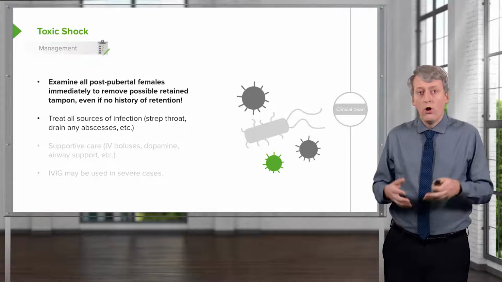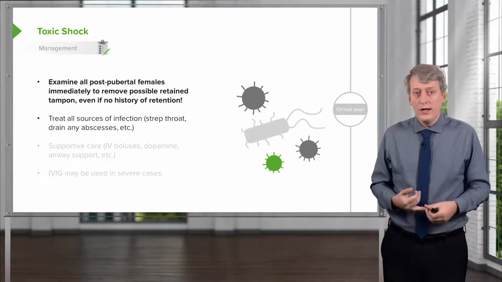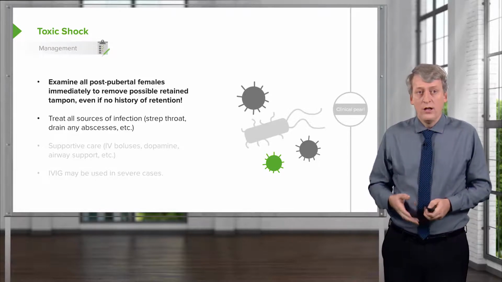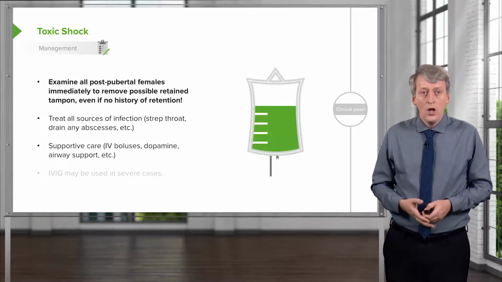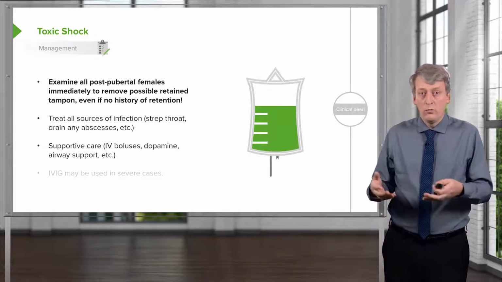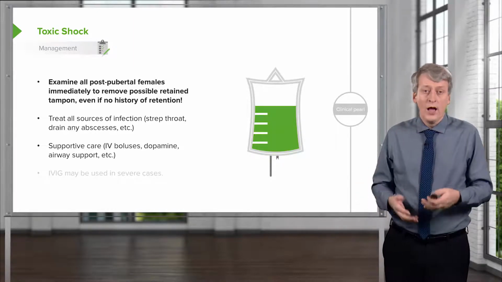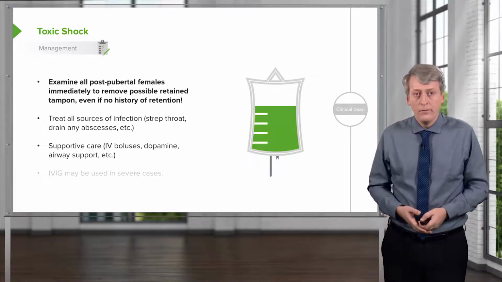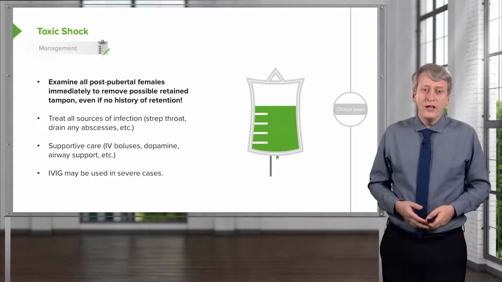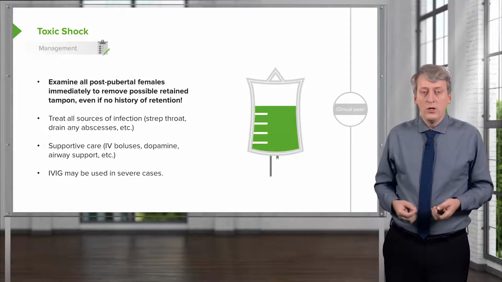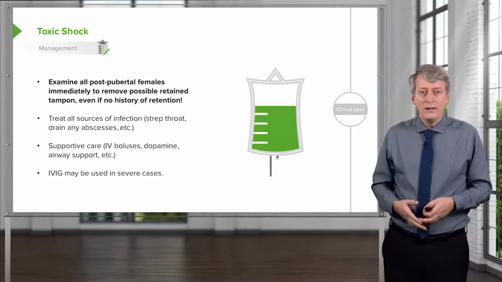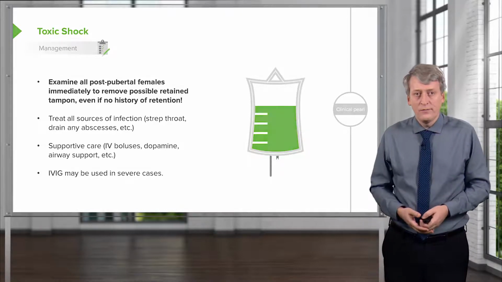It's important to treat all sources of infection, strep throat, drain any abscesses, etc., because if we don't kill the bacteria, the toxic shock will continue. We provide supportive care in the forms of IV boluses, dopamine therapy for recalcitrant or hard-to-treat hypotension, and of course airway support as well. In severe cases, some people use IVIG. IVIG acts as a competitive inhibitor for the immune system to fight off those extra Fc regions as opposed to attacking the body. It may help a little bit, it's not clear, but we certainly use it in severe cases.